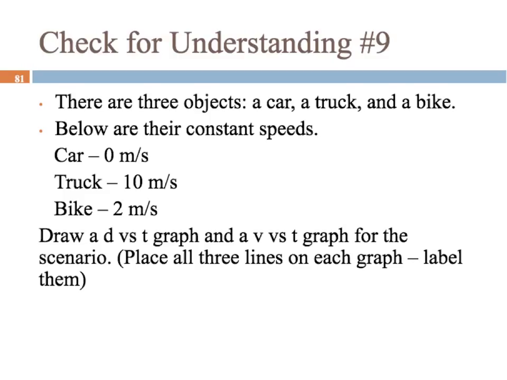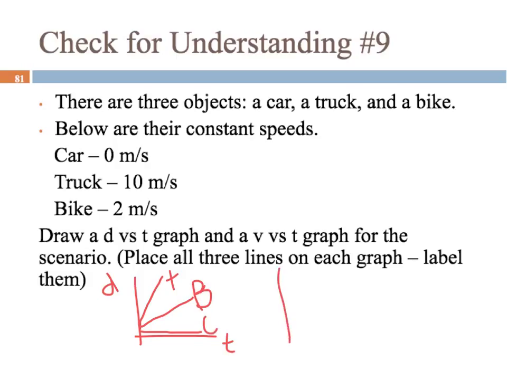So checking for understanding number 9, there are 3 objects, a car, a truck, and a bike. Here are their speeds. Draw a distance versus time and a velocity versus time. So here's my distance, which is the same as position, just the vector is position. So a car traveling at 0 meters per second is not moving, it's staying in the same place. A truck going 10 would have a very steep slope, and a bike might have a medium slope. Okay, so this is the truck, this is the bike, and this is the car.